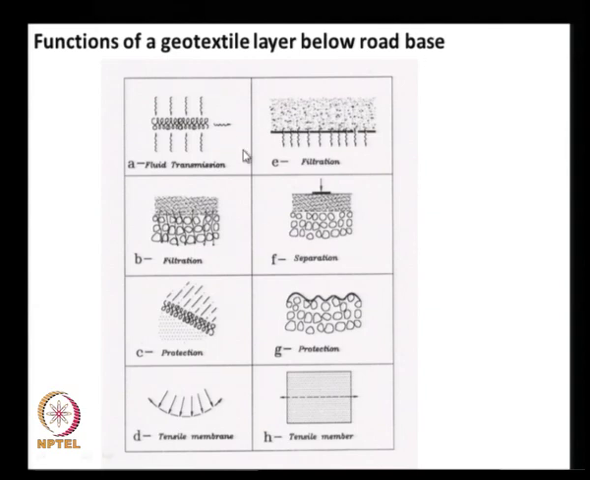Let us look at how a geotextile performs when it is placed below a road base. It could act as an agent for fluid transmission, that is for drainage purposes. It can act as a filter to prevent piping, and another picture of the same filter. Then it can act as a good separator to separate out the aggregate from the subgrade soil, and it can act as a protector to reduce the surface erosion. And also these geotextiles, if they are very stiff, can act as reinforcement materials.